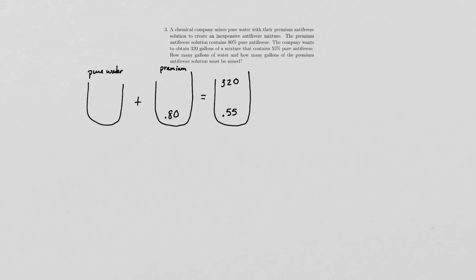And if you think about, the key here is the word pure. So the pure water, when we say pure water, what we're saying is that it has no antifreeze in it. So the percentage of antifreeze is actually 0 here. And then again, I don't know how much water, and I don't know how much of the premium, so we're going to make that a y. Just like before, we're going to take that first line here. That's my amount equation. And so it's going to be x plus y equals 320.